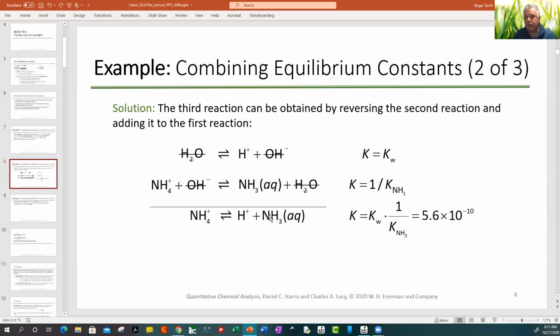So if we take a look at this reaction here, ammonium makes H+ plus NH3, which of these are favored, reactants or products?